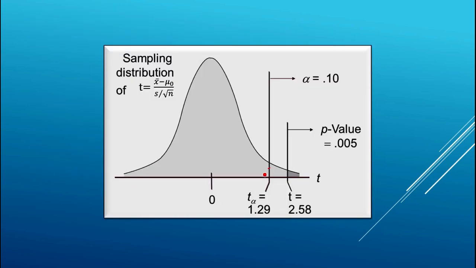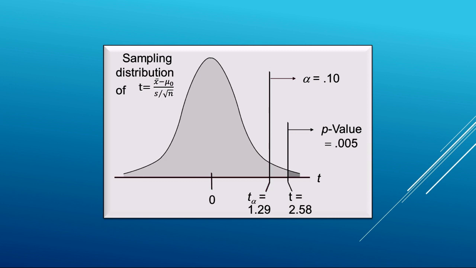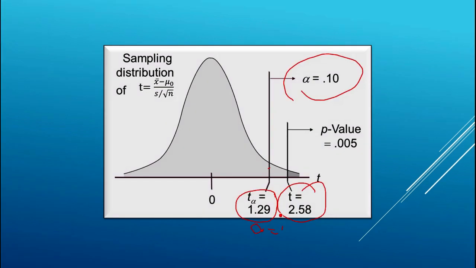Here's a picture, the same picture as before. Except now what I'm doing is comparing T alpha, which is 1.29. I looked that up in a table, right? Alpha being equal to 0.1. There it is right up here. Alpha is equal to 0.1. And my test statistic was 2.58. And since 2.58 is bigger than 1.29, I reject the null hypothesis.